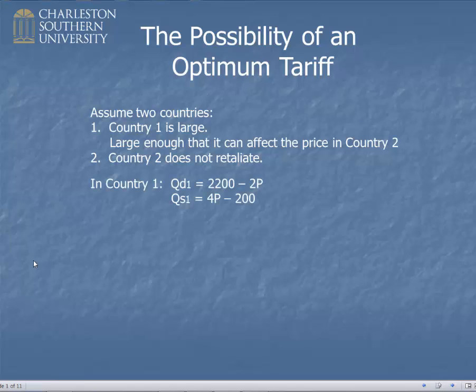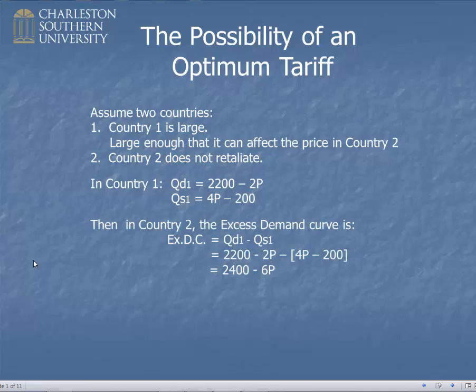So then in country 1, let's let the demand curve be 2200 minus 2p and the supply curve be 4p minus 200. Then in country 2, we can calculate the excess demand curve. That is, the demand curve that they will see for their product in country 1. And it's defined to be simply the quantity demanded minus the quantity supplied from country 1.